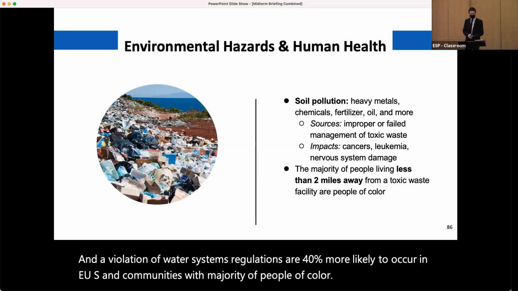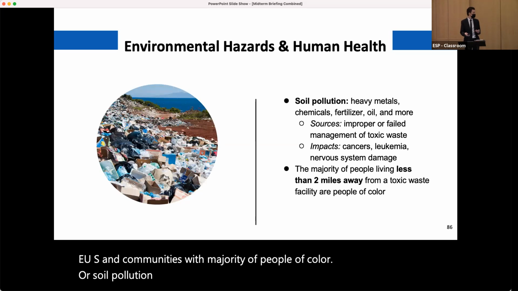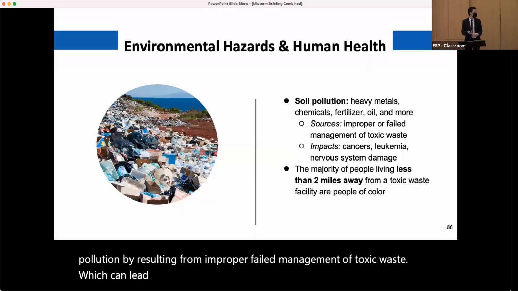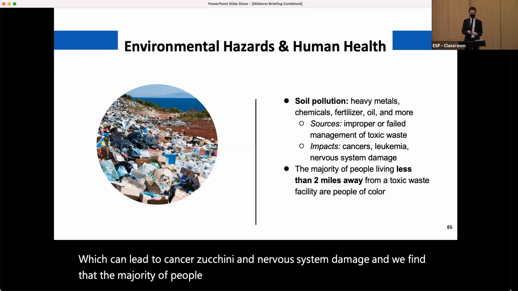For soil pollution, we find a lot of those same chemicals that are in water pollution, but are resulting from improper or failed management of toxic waste, which can lead to cancers, leukemia, and nervous system damage. And we find that the majority of people living less than 2 miles away from toxic waste facilities are people of color.